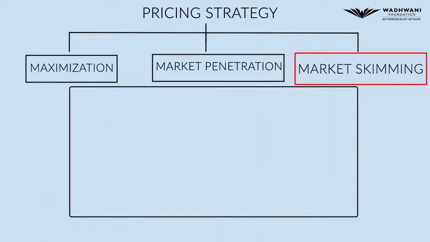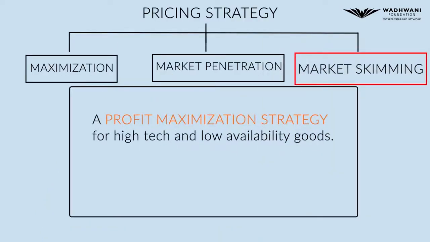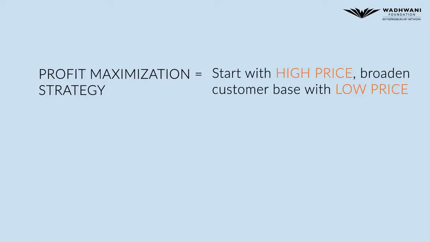Market skimming is a profit maximization strategy used for high tech and low availability goods. In skimming, you start with a high price and gradually broaden the product offering to address more of the customer base at lower prices. Apple sells the latest iPhone at a higher price, whereas older models are sold at lower prices to address different customer segments.